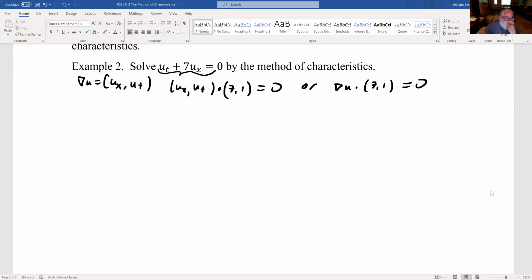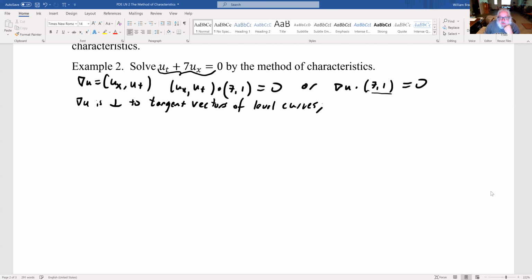Well, the gradient of u is perpendicular to tangent vectors of level curves. But it's also perpendicular to the vector (7, 1). So what can we say? Well, that's a tangent vector.